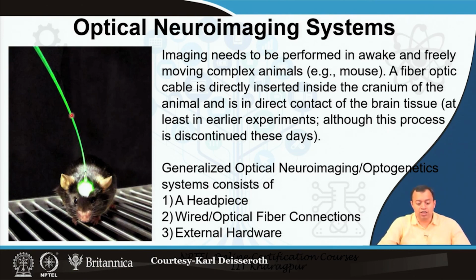So, imaging needs to be performed in awake and freely moving complex animals, e.g. mouse. There is no point dissecting, taking out the brain and trying to understand it if it is not connected with a live freely moving complex animal. A fiber optic cable is directly inserted inside the cranium of the animal and is in direct contact with the brain tissue, at least in earlier experiments, although this process is discontinued these days because obviously of ethical conditions.